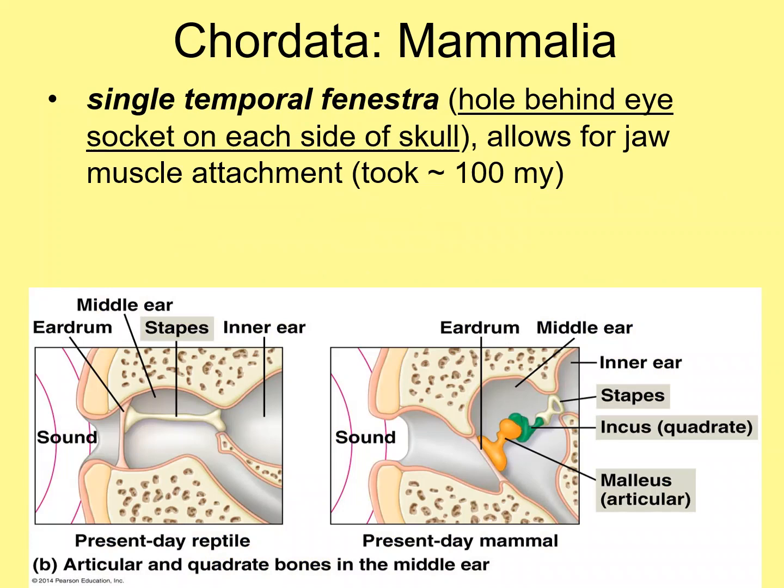Okay, so a third shared derived character for mammals is this single temporal fenestra. Temporal just means it's on your temples, right? It's on the side of your head. And fenestra, of course, is just the hole. Essentially, there's a little arch behind your eye socket that's allowing the muscles to come up from your jaw, under your cheekbone, and through this little hole and attach onto the side of your skull. And this, of course, is your chewing muscles.